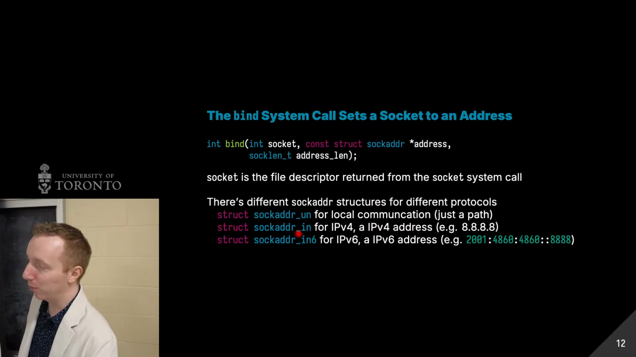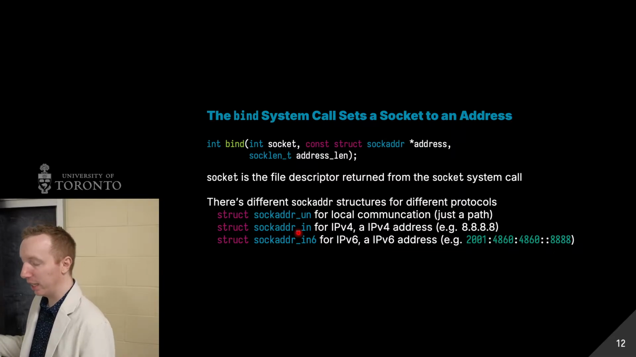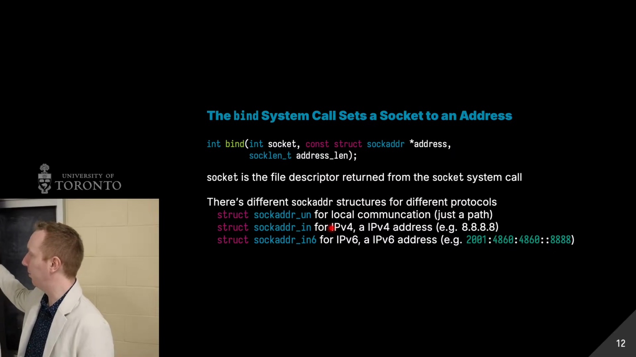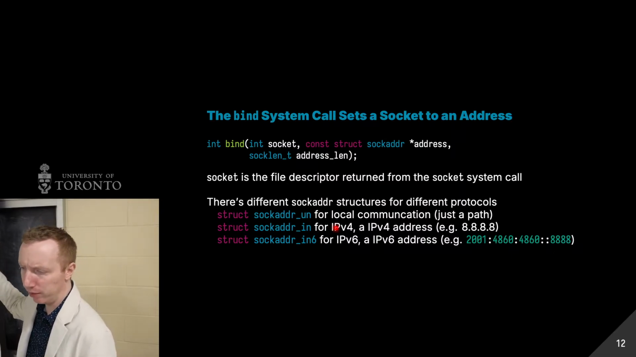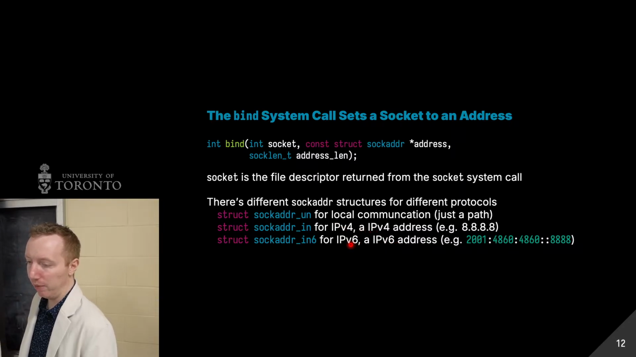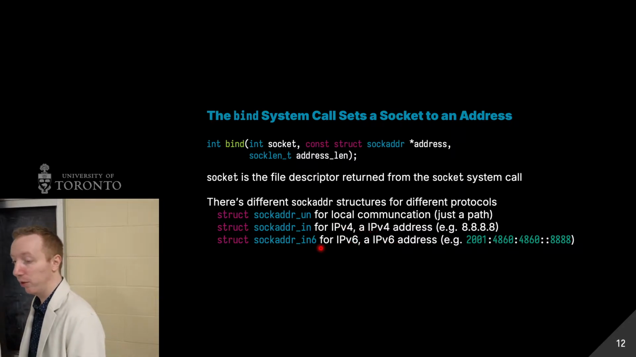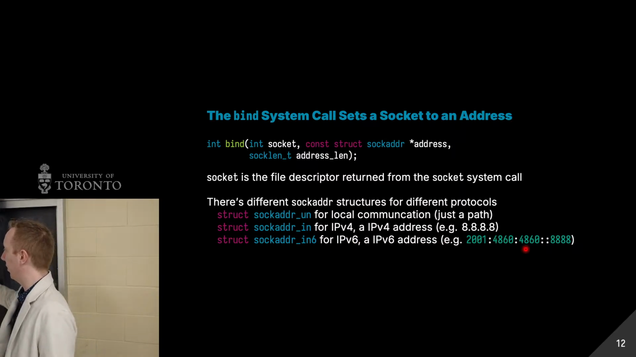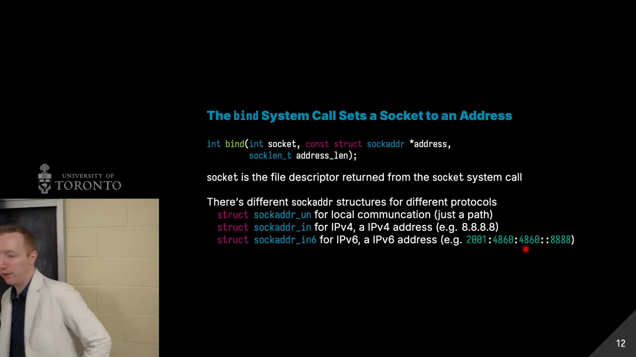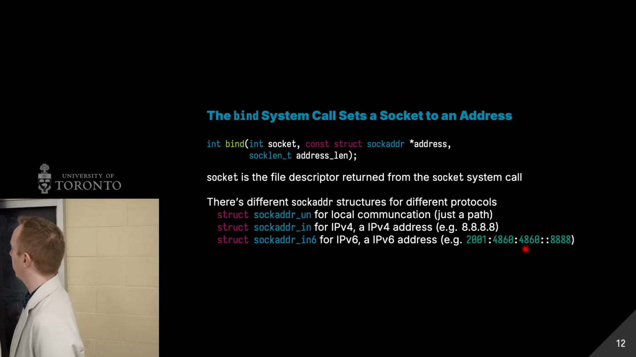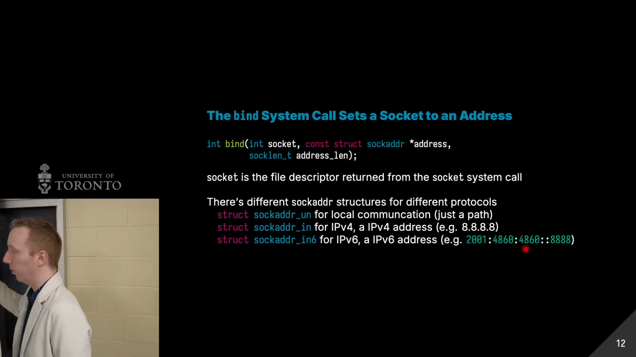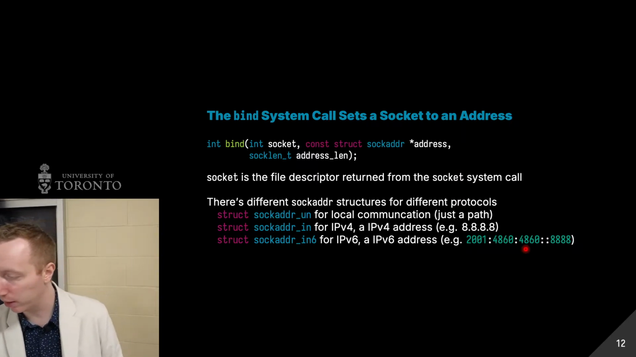sockaddr_in is for INET. Again, I don't know why they shortened it to 2 characters, but that would be like an IPv4 address, like 8.8.8.8, or whatever ones U of T owns. And for sockaddr_in6, or IPv6, the IP addresses look like this. They're a bit larger, and they are just written out in hex with a whole bunch of colons to separate out all of the different numbers.